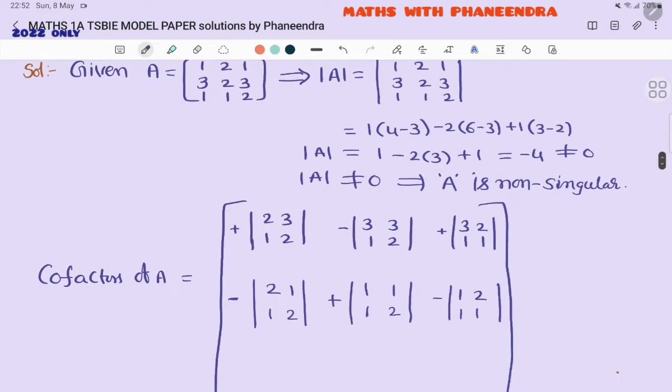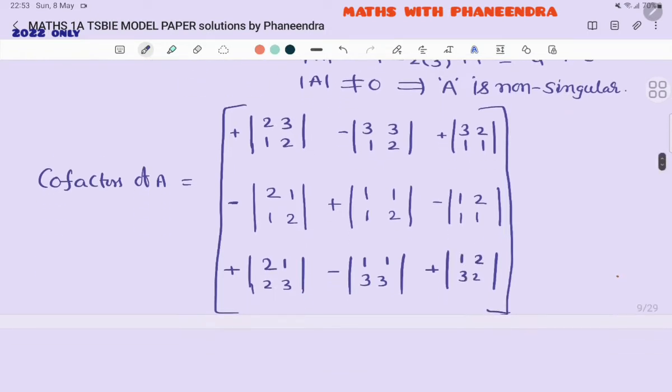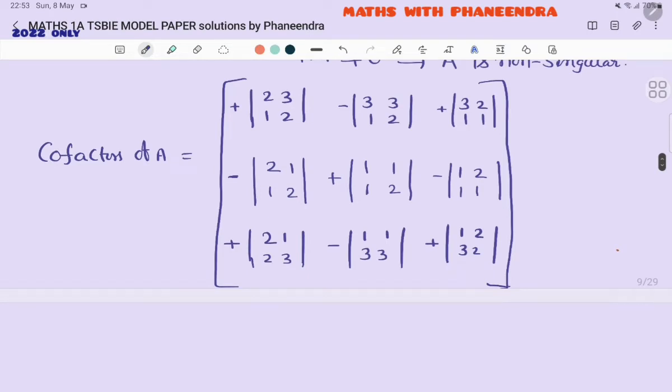For the cofactor of 1, for the cofactor of 1 here, 2, 1, 2, 3. Minus. For the cofactor of 1, 1, 1, 3, 3. For the cofactor of 2, 1, 2, 3, 2. So find out the determinant here.